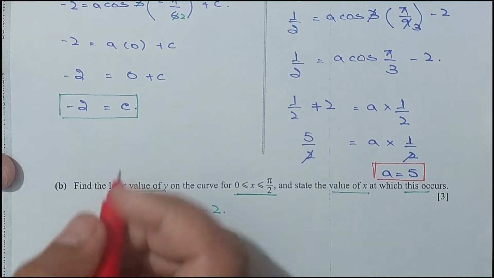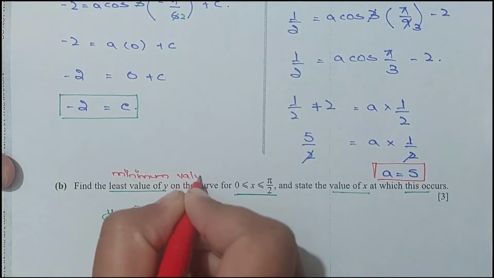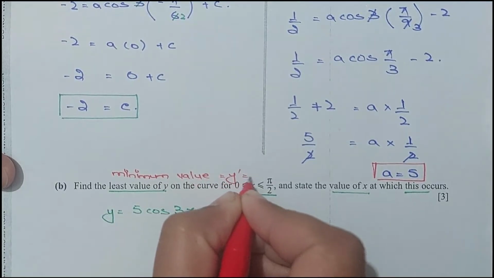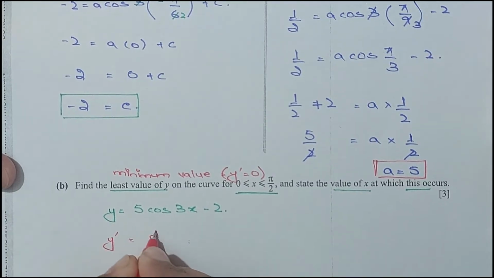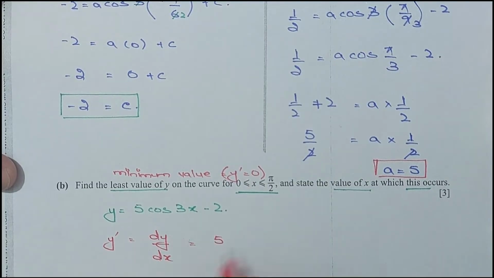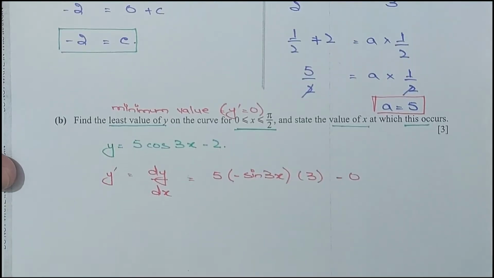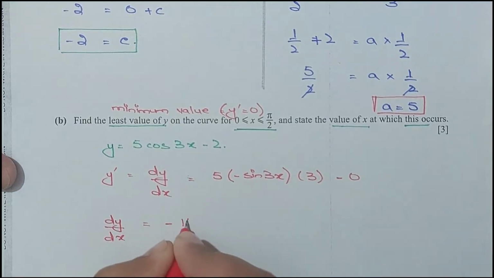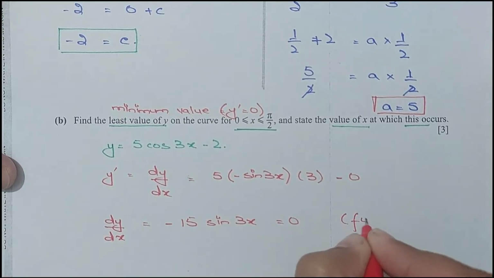For the least value, or we can say the minimum value, we have to find y prime and put it equal to 0. Let me solve for y prime, which is dy over dx. 5 is a constant. The derivative of cos is minus sine 3x, and the derivative of 3x is just 3, and the derivative of negative 2 is just 0. So dy over dx equals negative 5 times 3, which is negative 15 sine 3x. We have to put this equal to 0 for the minimum, the least value.